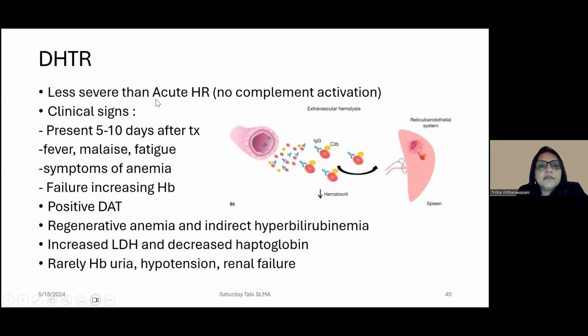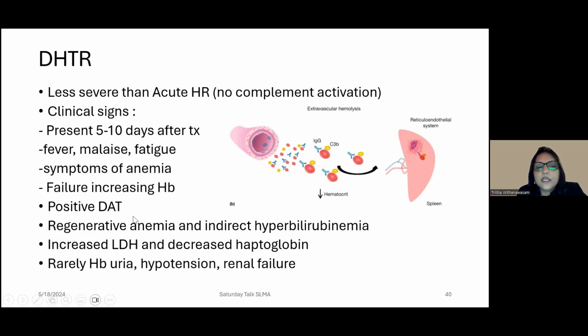So it is less severe than the acute hemolytic reaction, obviously because there is no complement activation. Clinically, they normally come back after a red cell transfusion, you discharge, and the patient goes home. After 5 to 10 days, they are admitted again with the same signs of anemia, fever, malaise, and fatigue, and you will demonstrate no hemoglobin increment. Earlier it may have increased, but now it is back to the normal level.